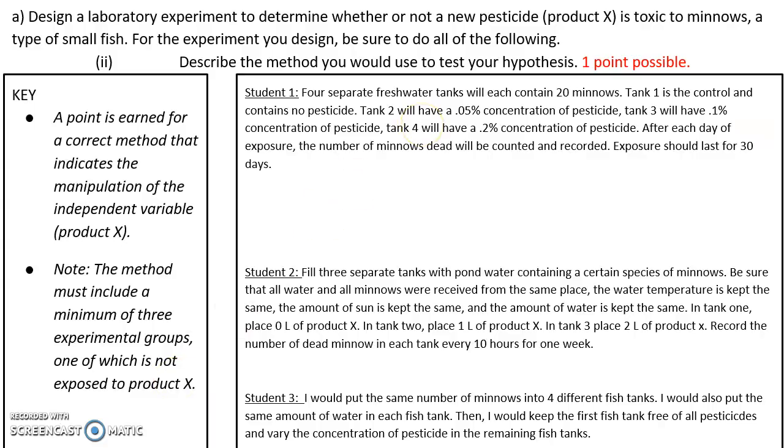4 separate fish tanks will contain 20 minnows. Tank 1 is the control with no pesticides. Tank 2 has a 0.05% concentration of pesticide. Tank 3 will have a 0.1% concentration of pesticide. Tank 4 will have a 0.2% concentration of pesticide. After each day of exposure, the number of minnows dead will be counted and recorded. Exposure should last 30 days.